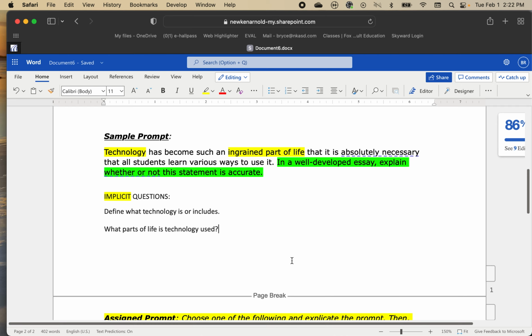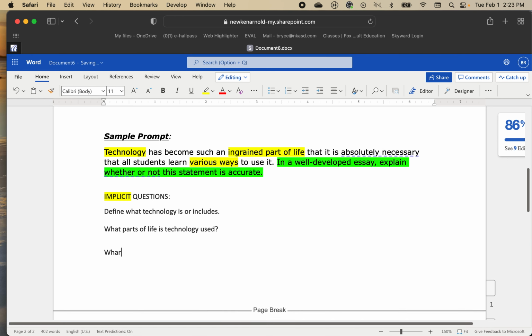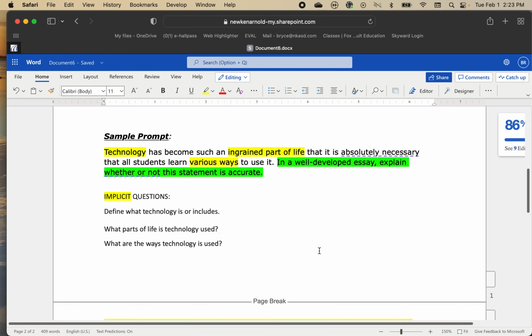And then the last, because there's a third implicit question here, is going to be the various ways. What does that mean? What is a way? What if I'm talking about technology and various ways it's used, I would want to be able to articulate what that means as well. Okay, so I have 3 implicit questions, and I have 1 explicit question. Like I said, there's usually multiple of the implicit and 1 of the explicit.